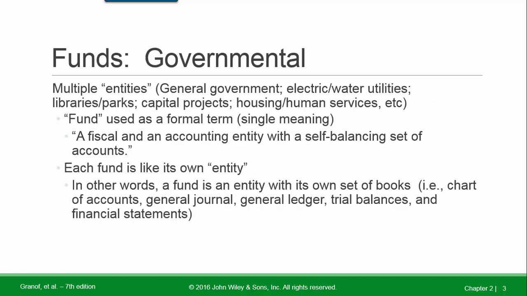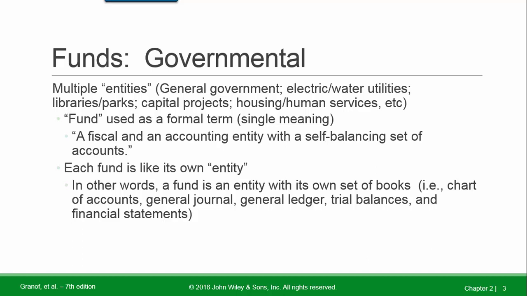Now let's move to governmental funds. We have multiple entities, in quotes, entities within the government: general government, electric, water utilities, libraries, parks, capital projects, housing, human services, etc. Fund is used as a formal term with a single meaning. This is critical. A fund is a fiscal and accounting entity with a self-balancing set of accounts. Each fund is like its own entity, again in quotes.